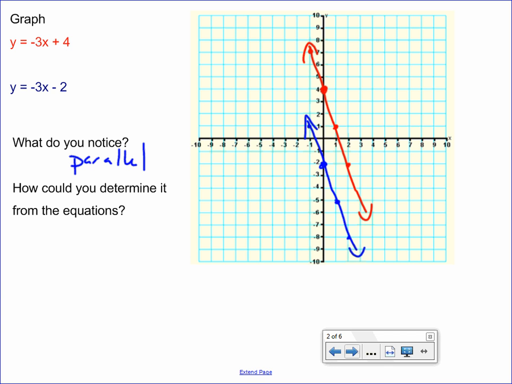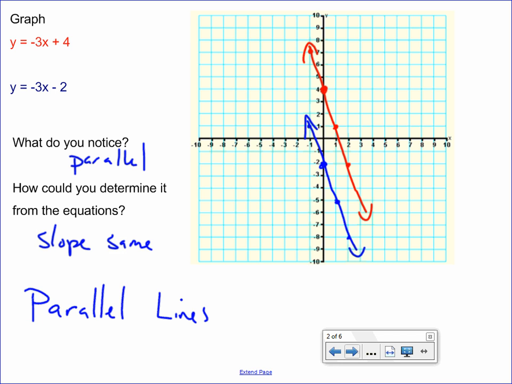And how could we tell that? By looking at their equations. If we take a look at their equations, we should be able to see that their slopes are the same. So what does this tell us? That for parallel lines, the slopes are the same. So that's a huge deal. Parallel lines.